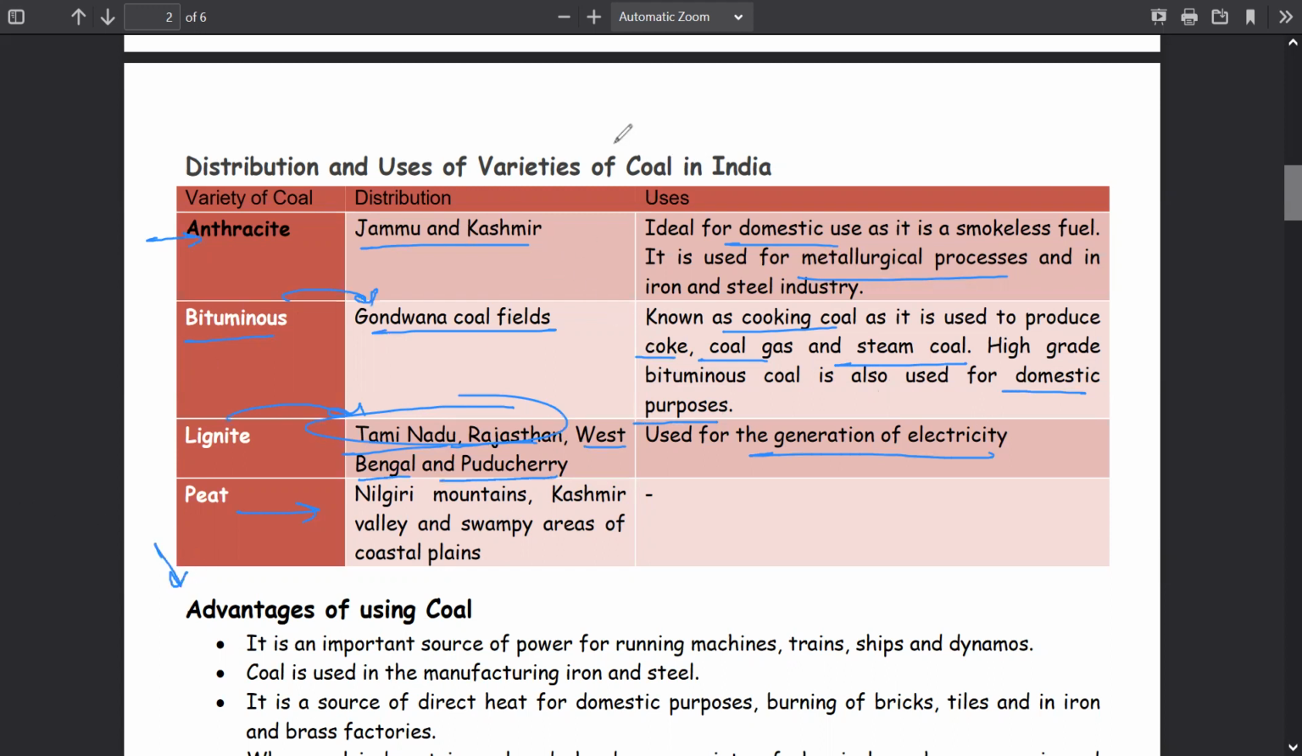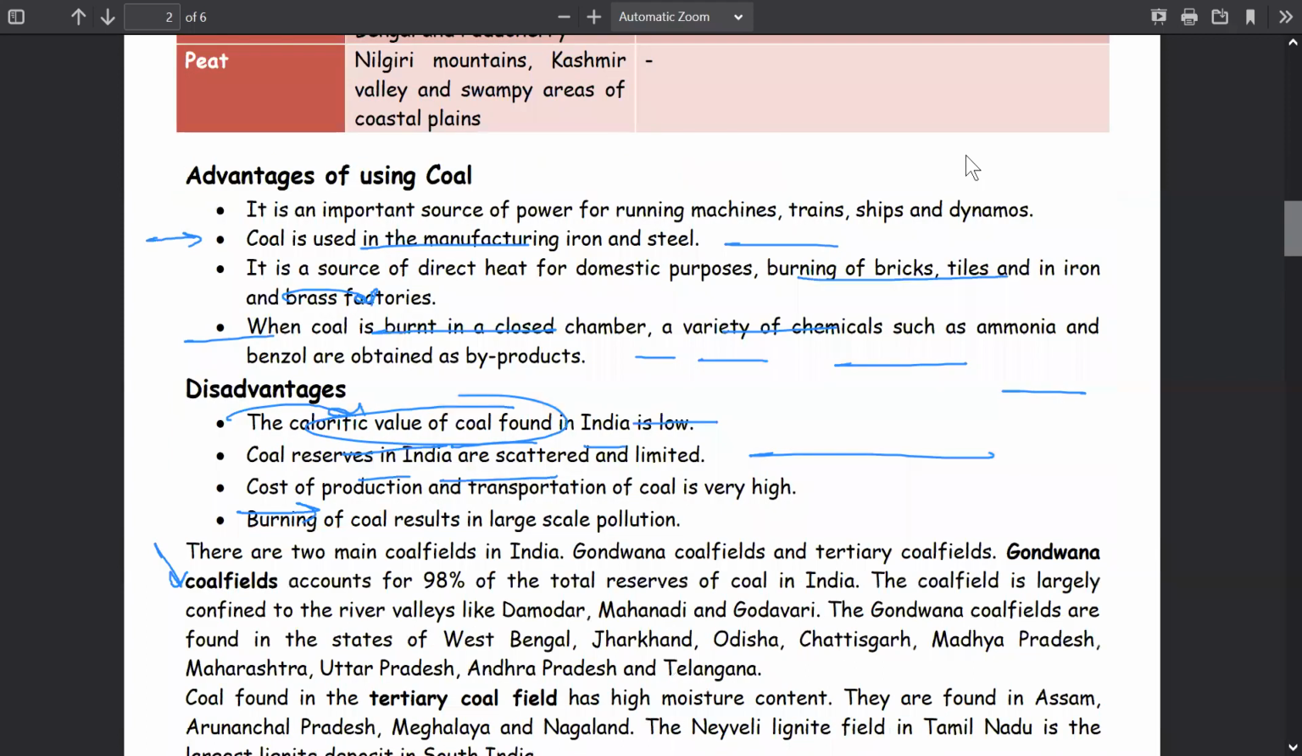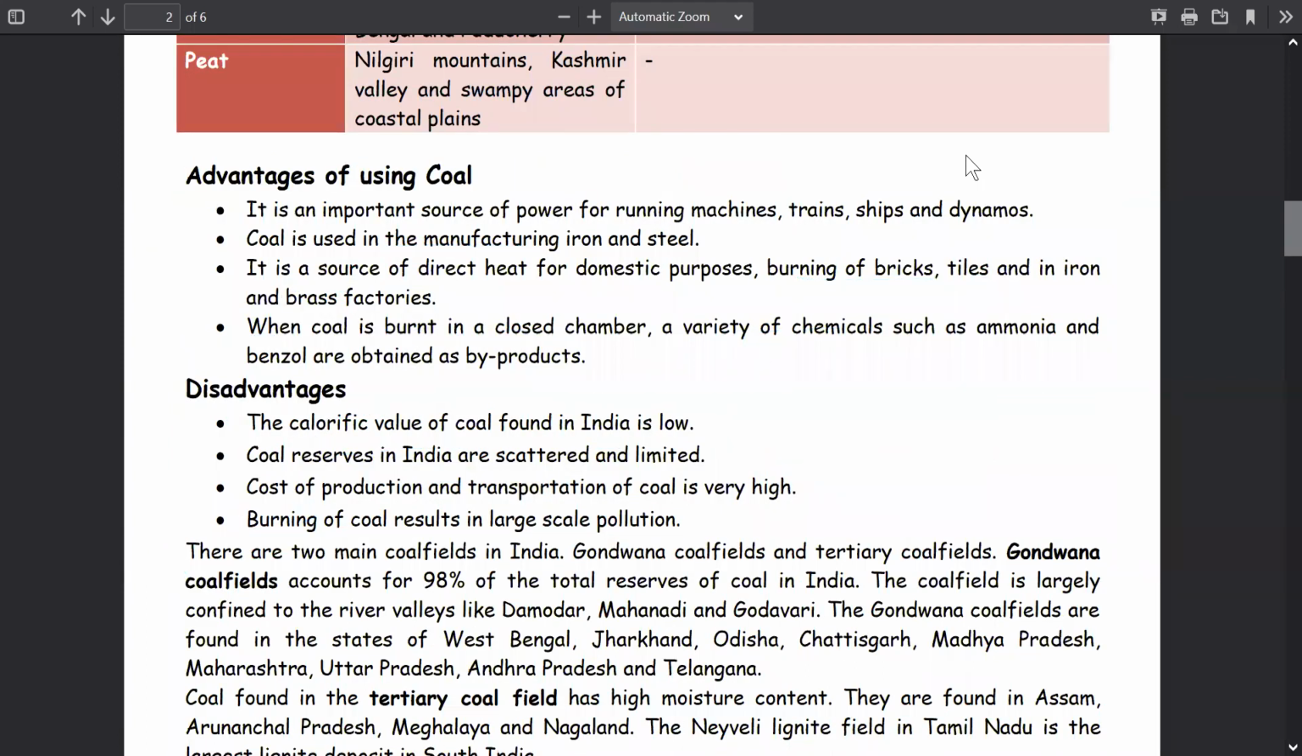Now let's look at the advantages of coal. Okay. So the advantages of coal are, it is an important source of power for running machines, basically automobiles, trains, ships, and dynamos. Coal is used in the manufacturing of iron and steel. It is a source of direct heat for domestic purposes, burning of bricks, tiles, and in iron and brass factories.